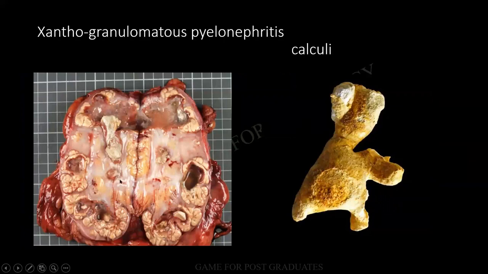Xanthogranulomatous, you find that there will be yellowish areas, typical of xanthogranulomatous pyelonephritis. It is actually a variant of chronic pyelonephritis in which you will be able to see large clear cells. And look at the multiple calculi. This is a typical staghorn calculus. And why is it staghorn? Because it is a cast of the pelvicalyceal system. Therefore, it has this kind of an appearance.